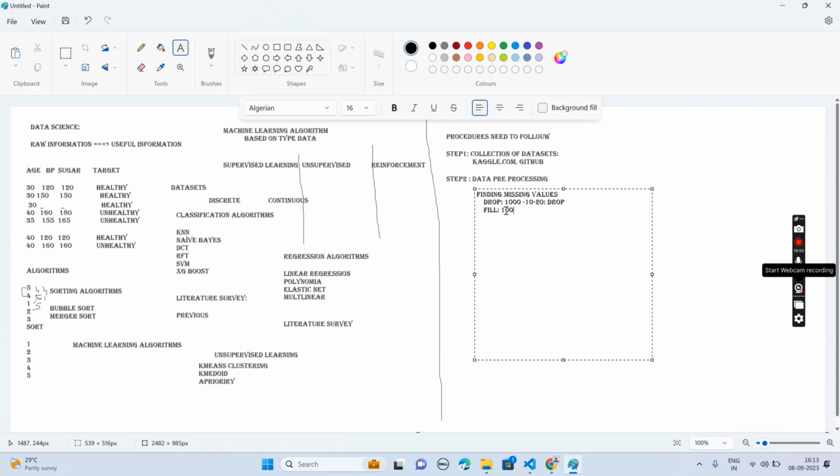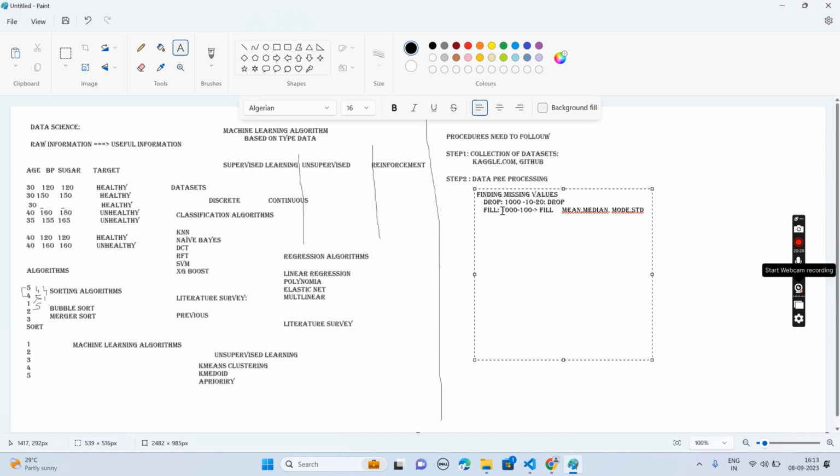Suppose I have 1,000 data and 50 or 100 data are missing. Then we can't drop them. We need to fill the values, because whenever we predict anything, the data we send to the algorithm should be huge in number, so that the accuracy will be higher. So we need to fill the values. How are we going to fill them? We can use statistical methods like mean, median, mode, standard deviation. These are the things we are going to apply.